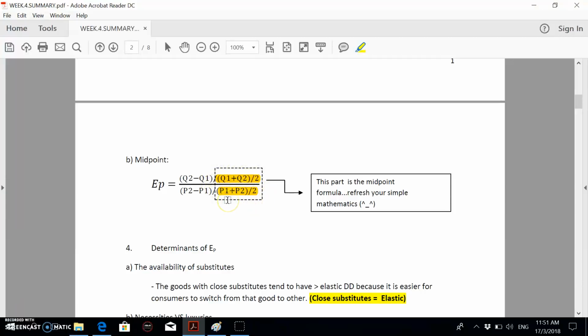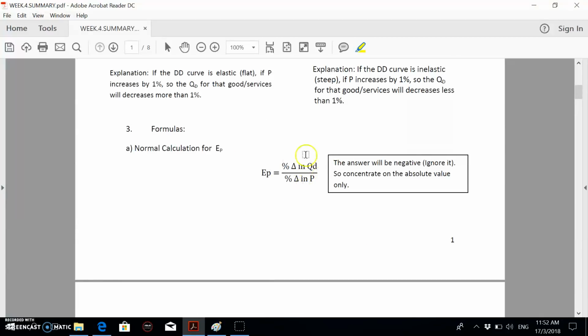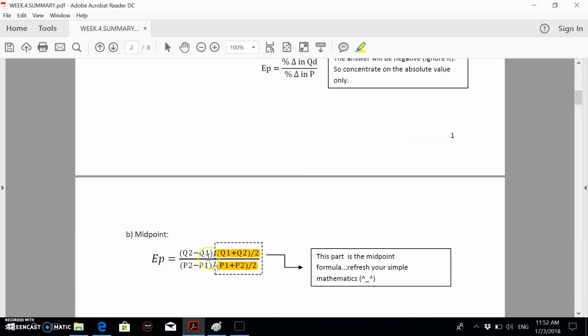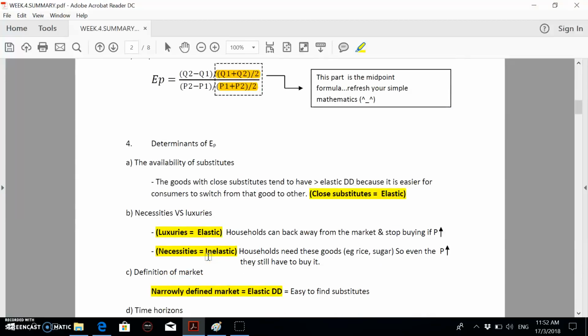During your exam, especially the final exam, if this topic comes out, make sure you read the question carefully. If the question states that you need to use the midpoint formula, then you have to use the midpoint formula in your answer. If not, you will get a different answer if you use this formula instead of that one. Midpoint formula.